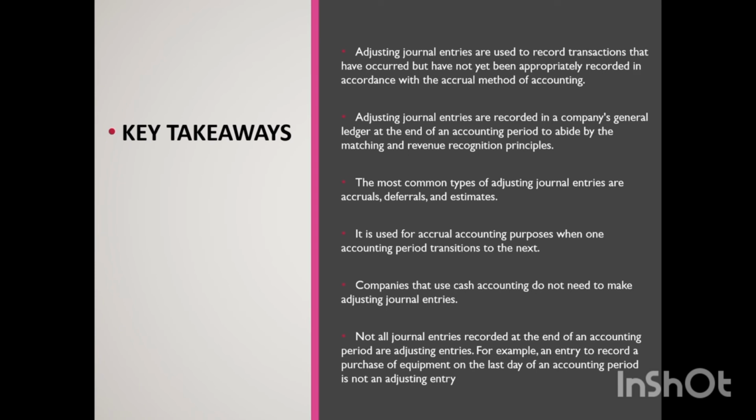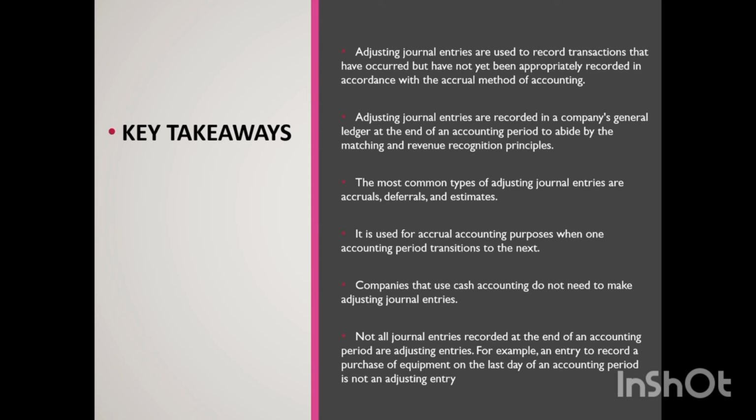Now, key takeaways from this topic. These are very crisp points, and I summarized them for you to understand more deeply. Adjusting journal entries are used to record transactions that have occurred but have not yet been appropriately recorded in accordance with the accrual method of accounting. They are recorded in a company's journal ledger at the end of an accounting period to abide by the matching and revenue recognition principles. The most common types of adjusting journal entries are accruals, deferrals, and estimates.